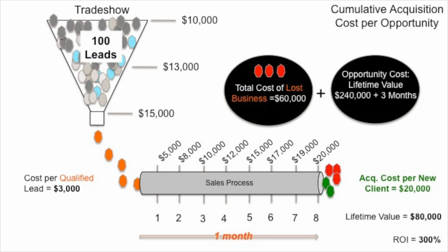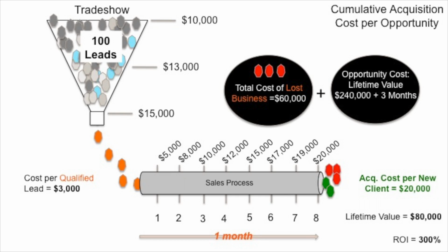And let's just go all the way to the end, where you finally close the sale. And by the time you add up all the costs from the cost per qualified lead, which started at $3,000, by the time you move them through the whole sales pipeline, your cost is $20,000. That's what it cost you to close that deal. $20,000.